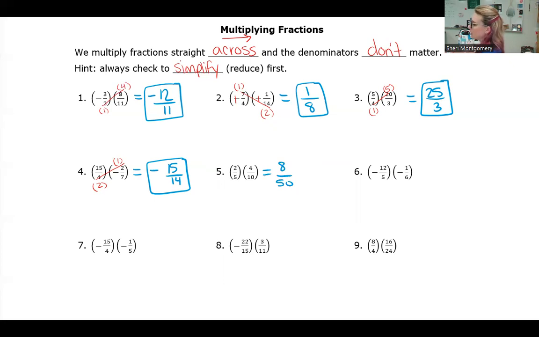So it doesn't really matter if you reduce first or if you reduce at the end, you can get the right answer. So if I reduce this, I know that they're both even numbers, so I can divide them both by 2. 8 divided by 2 is 4. 50 divided by 2 is 25, and that doesn't reduce anymore, so that is my answer. So it doesn't really matter if you want to just multiply the top, multiply the bottom, or if you want to simplify and then multiply. Either one you can do. Either one is okay.